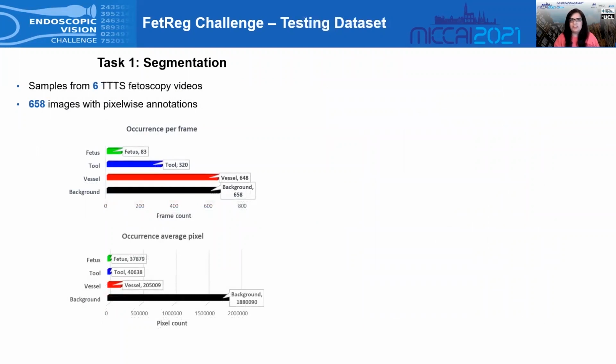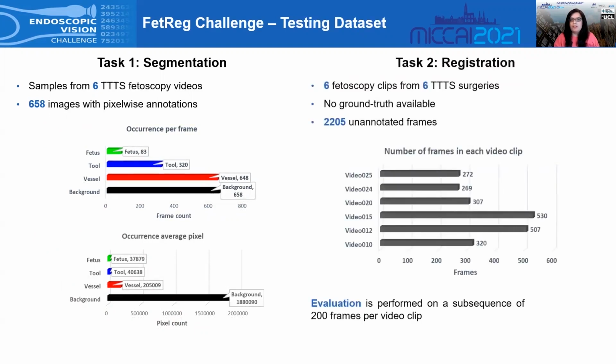In terms of the testing data set, this data set was not released to the participants, but it contains 6 in vivo fetoscopy videos, about 658 images with pixel-wise annotations. Again, we see the same trend of class imbalance in this data set as well. And talking about the data set for the registration task, it contains 6 short clips from the same videos and more than 2,000 unannotated frames.